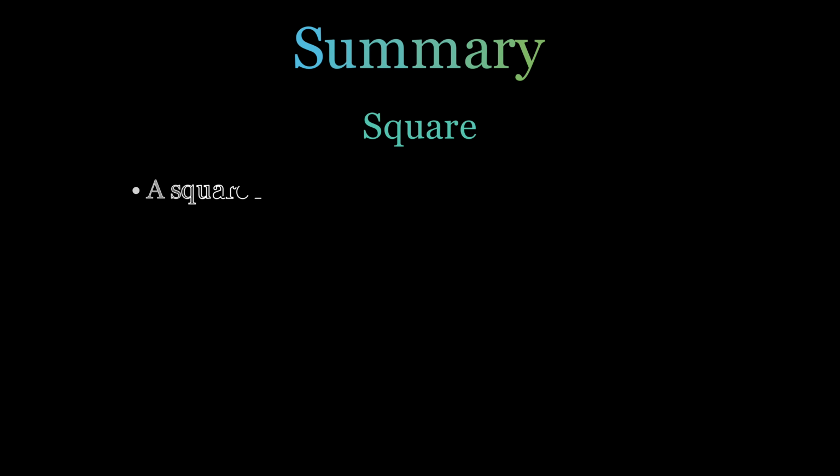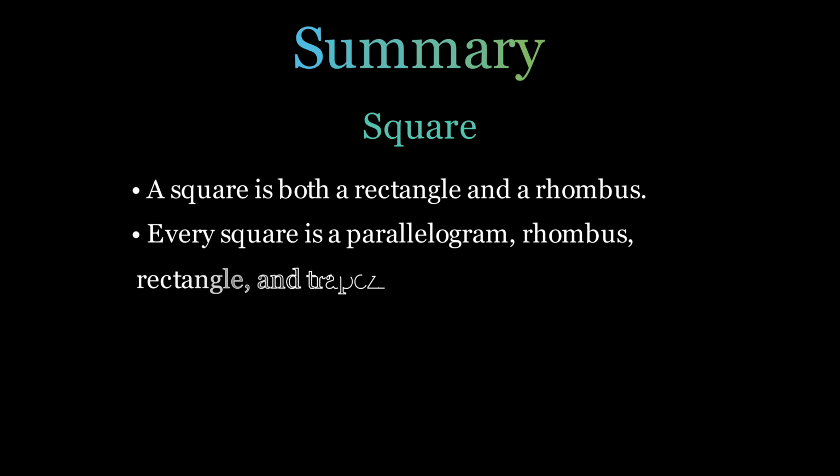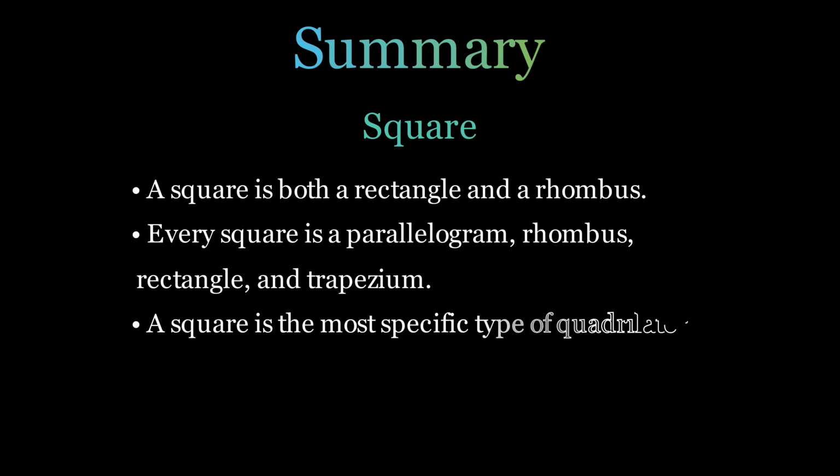And finally, square. A square is both a rectangle and a rhombus. Every square is a parallelogram, rhombus, rectangle, and trapezium. A square is the most specific type of quadrilateral with maximum symmetry. So this is all about quadrilaterals.